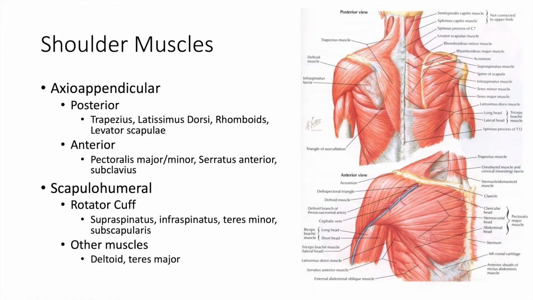But let's talk about the muscles first. Okay, so we've got axioappendicular and scapulohumeral shoulder muscles. I just put these up here so you could actually see what they are. It's not necessarily important to know what category they go into, except probably knowing that the rotator cuff muscles are supraspinatus, infraspinatus, teres minor, and subscapularis.